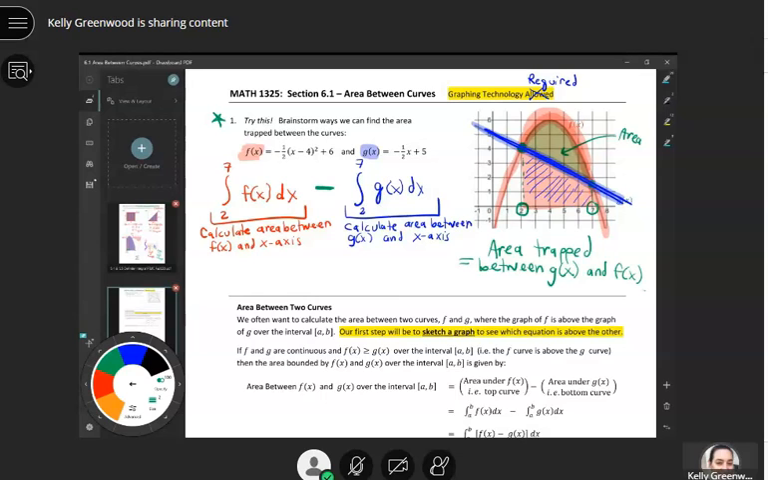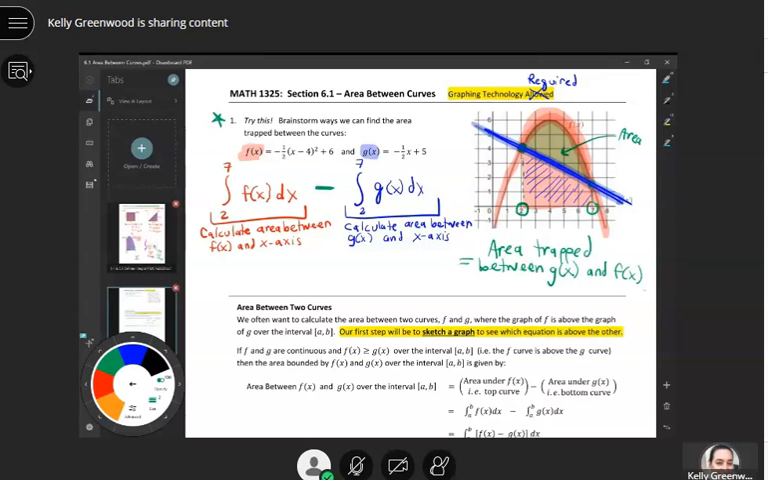Does anyone have any questions about why subtracting those integrals will leave us just that green area? Because I promise if you have a question, at least one other person does too. Okay. Well, to calculate that, we would just totally straight up use Desmos. Like, I would not have you calculate that by hand.